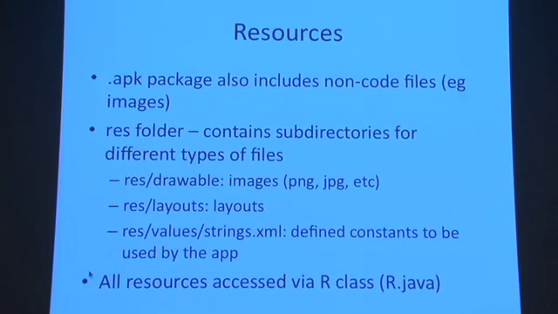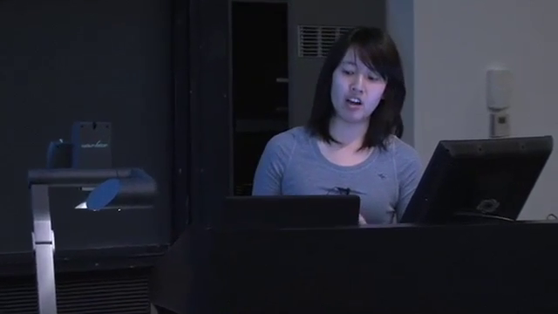These are the defined constants to be used by the app. So when you first create your application, you get a string called hello, and you also get another string called app_name. And these are automatically generated by Eclipse, and these are just constants that you see. And these three resource elements are the most commonly used when you're making your Android application. All of these resources are accessed via the R class, and so when you do the build automatically option, they get automatically generated into a file called R.java. So let's look at that now.